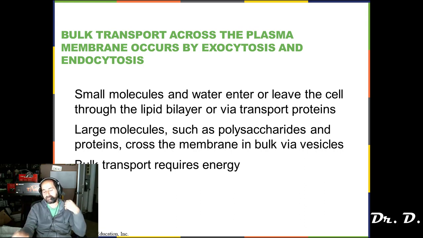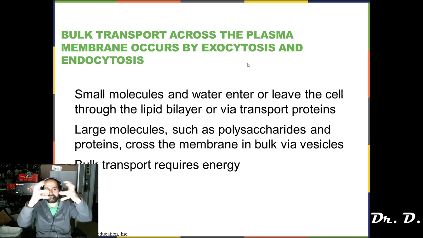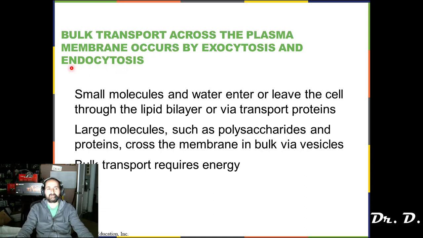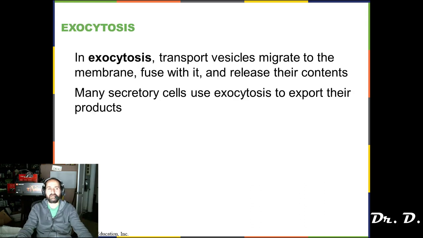So if you got a bunch of stuff to release from the cell, that's called exocytosis. Exo, outside of, cytosis, the cell. Or a bunch of stuff to bring into the cell, that's endo, into the cell, endocytosis. Endocytosis, bulk import of substances into the cell. Exocytosis, bulk export of stuff out of the cell. So let's talk about exocytosis first.